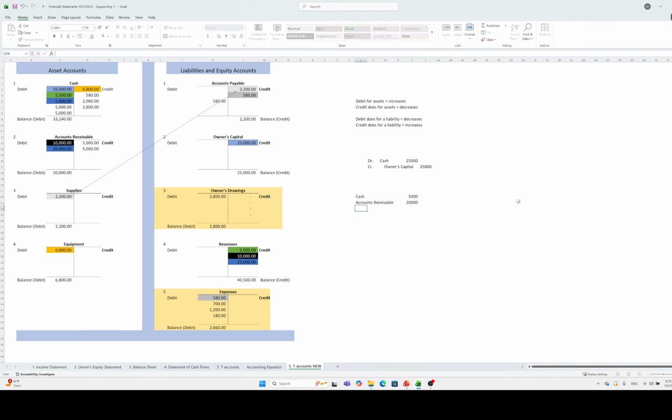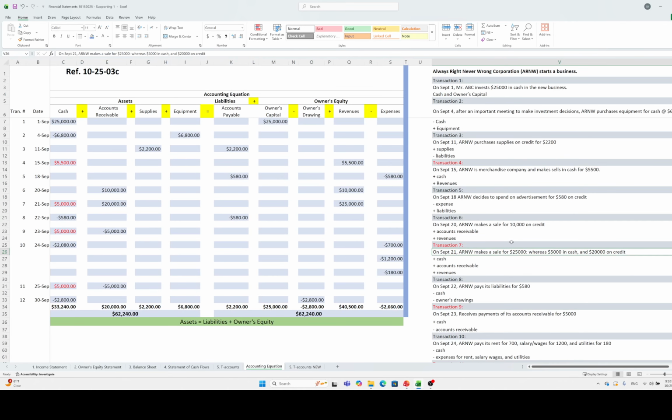And then we credit sales for $25,000. Nope. This plus this, so this should equal these two. That's why the debit account should always equal the credit account when we do a journal entry. Then we've got transaction number 8.